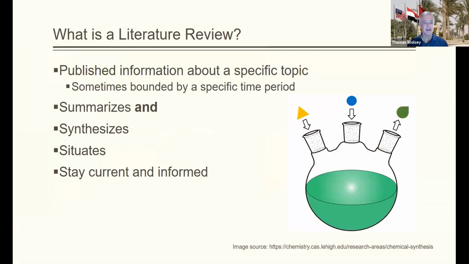Let's start with that. It's published information about a specific topic. It's sometimes bounded by a specific time period, or it's a review of published information about a specific topic. And normally, when you start to write a literature review, you may not have an exact frame for what it is you want to investigate. That's part of the intrigue of a literature review. It's almost a treasure hunt that you're finding out new things, not just verifying your own hypotheses or conclusions.